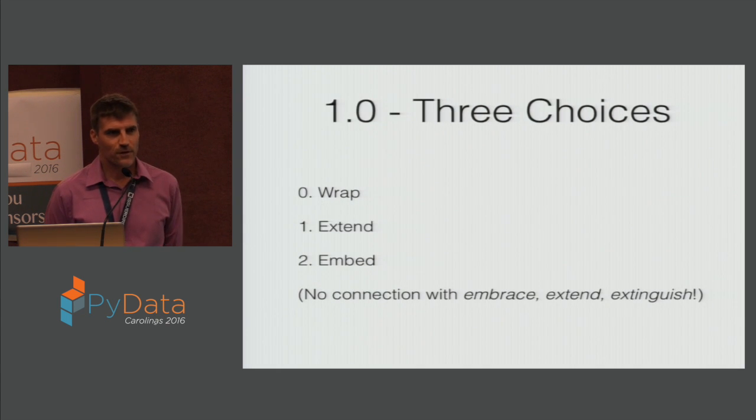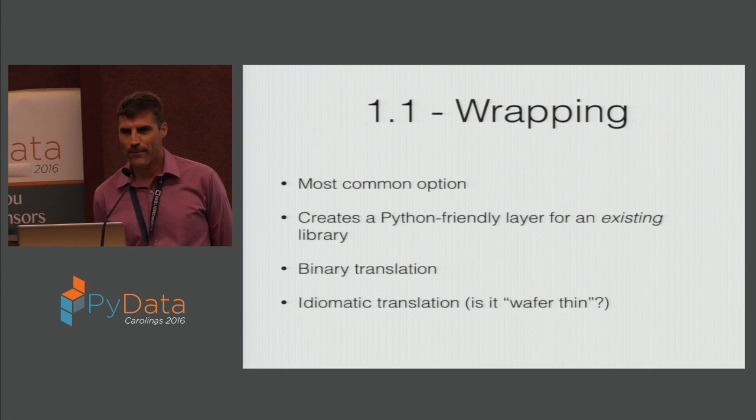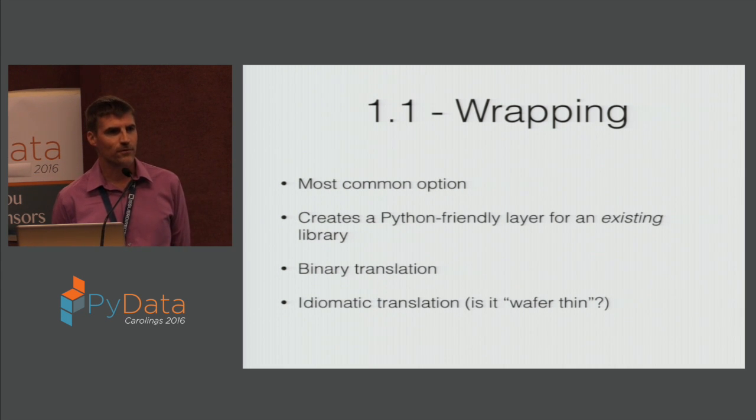So our three choices then for getting Python to talk to these foreign languages is you can wrap code, you can write an extension, or you can embed Python in an existing executable. And I will go over what each of these mean, but these are really your only three choices. So wrapping is the most common option for people.